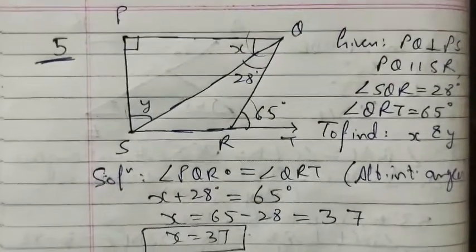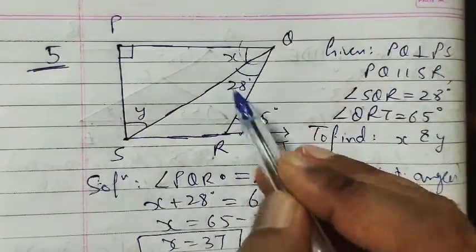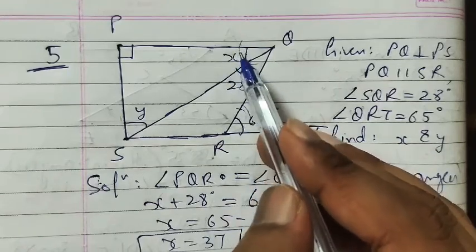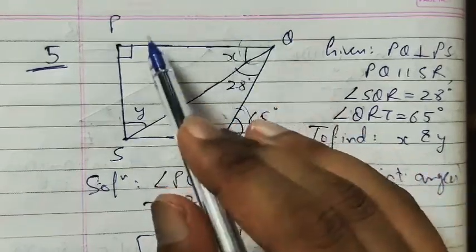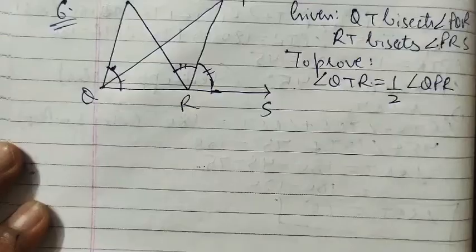So in this question we have done nothing but simply applied the alternate interior angles. From there we got the value of x, and then the angle sum property in this triangle, right? So next is question number 6.